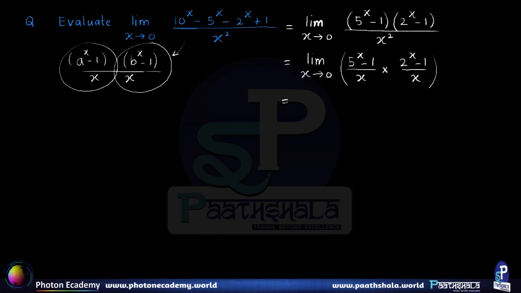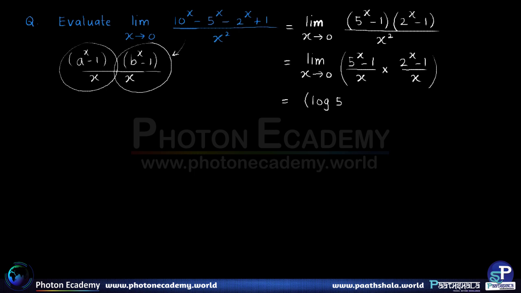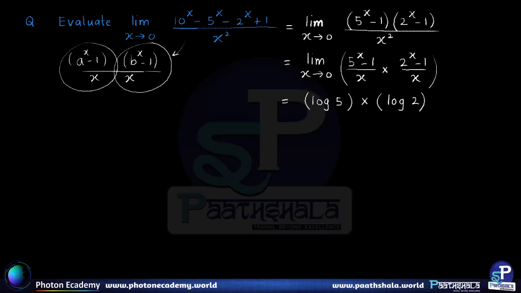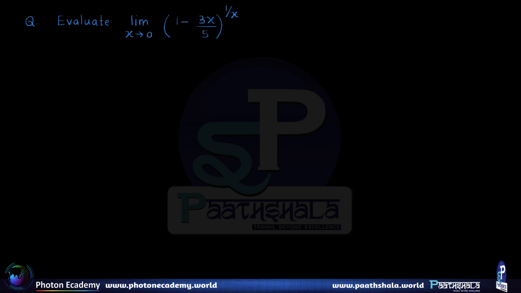So that gives us the limit of first quantity is log 5. Now here it is the multiplication, so limit of the second quantity is log 2, and there is no further formula available for simplifying this expression, so log 5 into log 2 is to be kept as it is, right? So that is the final answer. Now let's see next question.